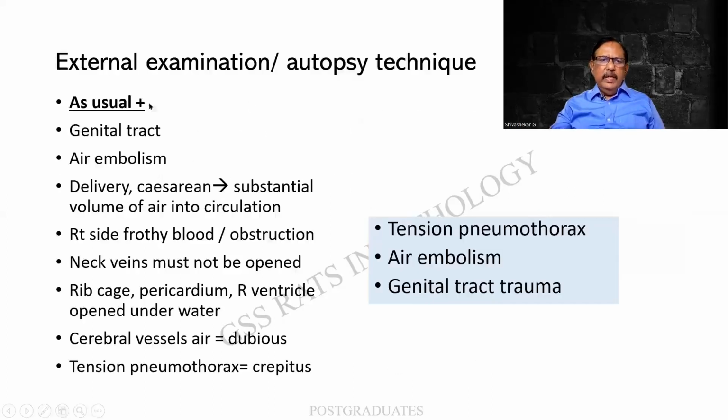External examination as usual. The genital tract is more important, and we'll have to rule out all the other causes. The only thing is that when we are opening up, the neck veins must not be opened. The rib cage, pericardium and ventricle are all opened underwater to rule out a pneumothorax. Cerebral vessels will have to be examined under difficult conditions. These are things you'll have to remember: tension pneumothorax, air embolism and genital tract trauma.